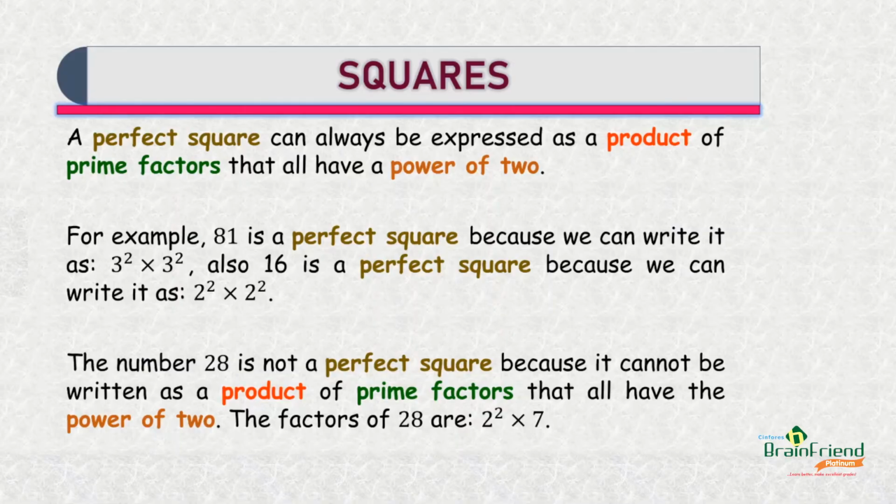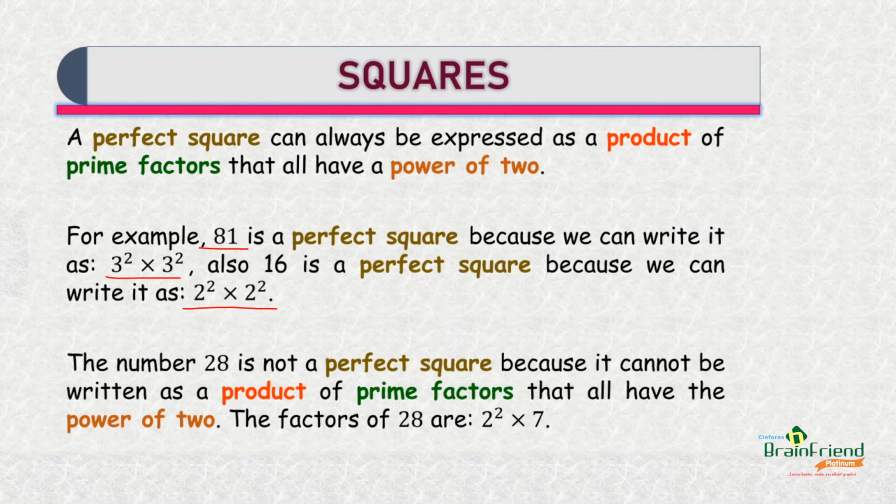In addition, a number that can be expressed as a product of prime factors that all have a power of 2 is known as a perfect square. For example, 81 is a perfect square, and this is because it can be expressed as 3 raised to the power 2 multiplied by 3 raised to the power 2. 3 is a prime factor, and they both have the power of 2. Also, 16 is a perfect square, and it can be expressed as 2 raised to the power 2 multiplied by 2 raised to the power 2. 2 is also a prime factor, and they both have the power of 2.